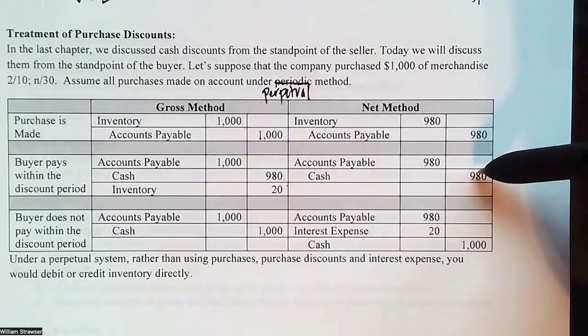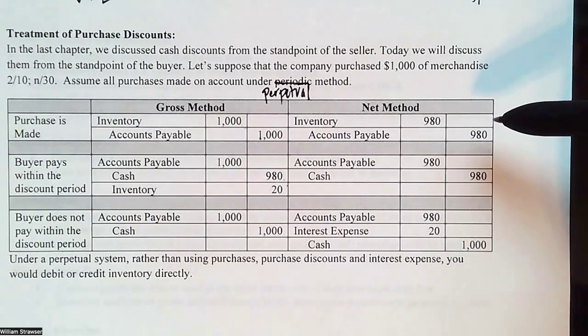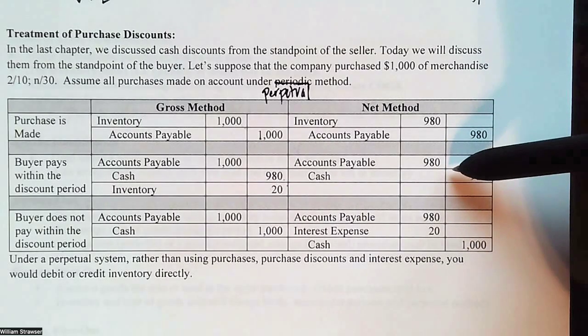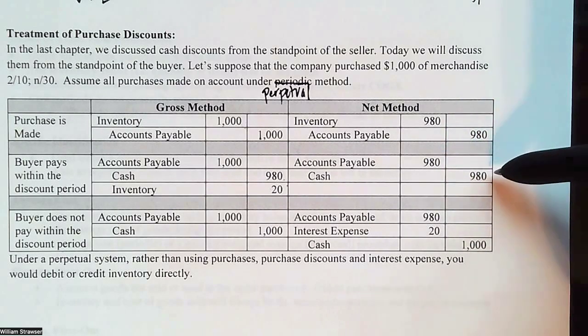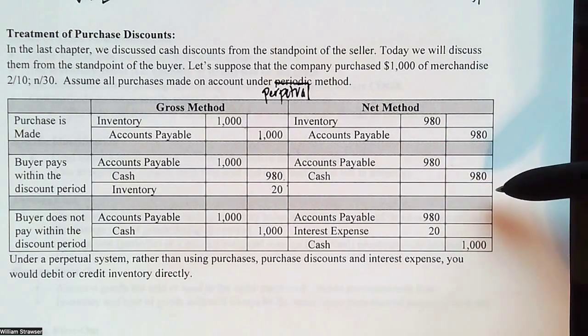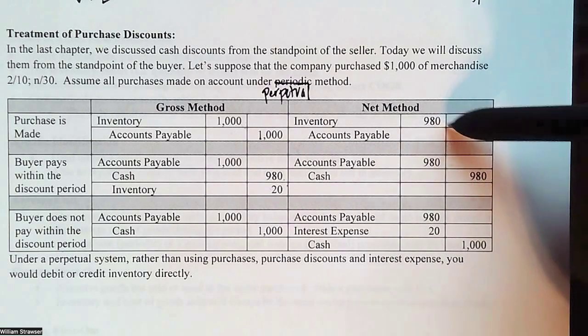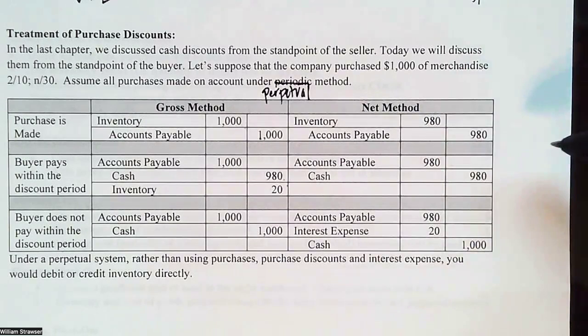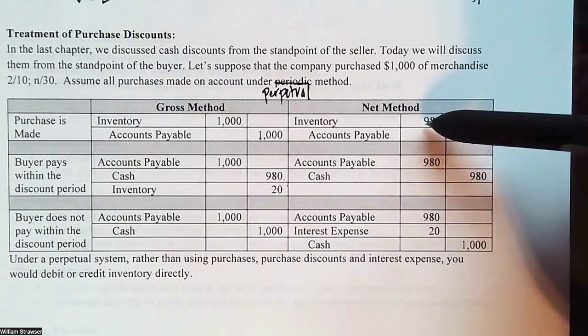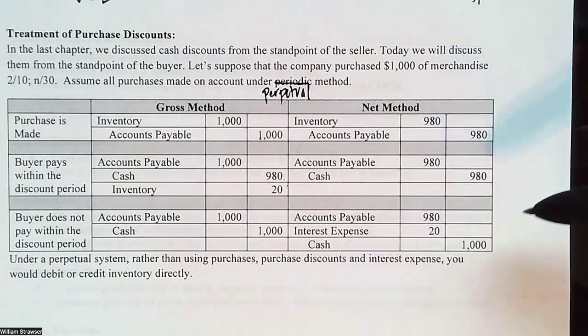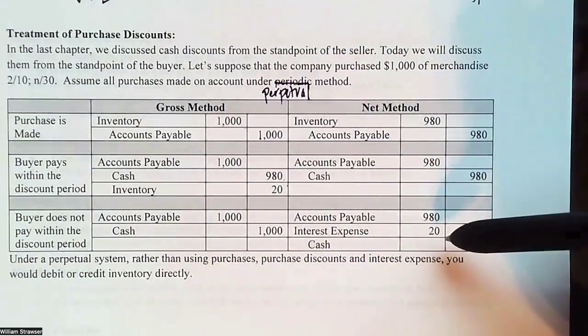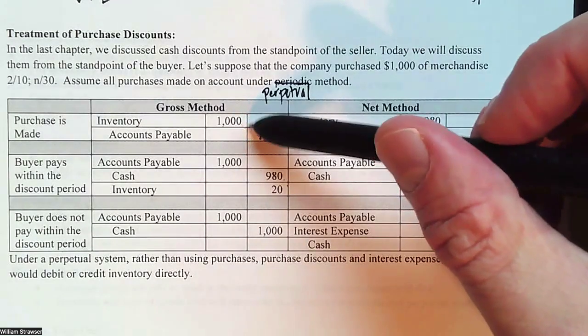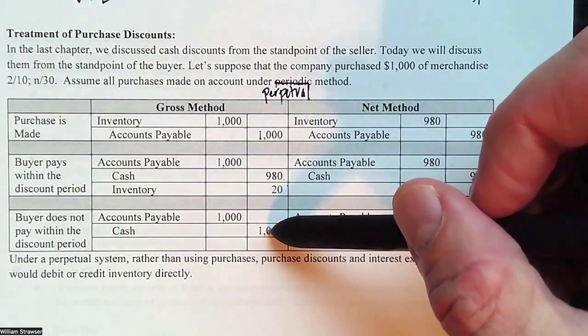Under the net method, if we act within the discount, then there is no issue. We pay just as much as we thought we were going to pay, and there's no need for the discount account because the discount has already been put into place at the purchase, right? So purchase versus payment.